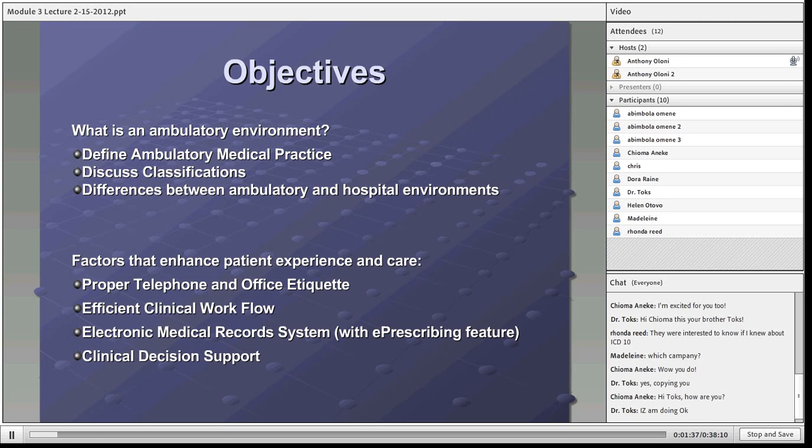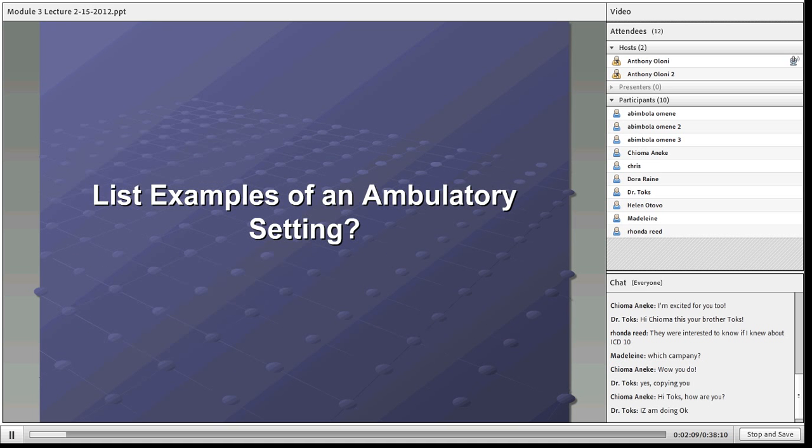Now, factors that enhance patient experience and care, which we're also going to discuss, include proper telephone and office etiquette, efficient clinical workflow, and electronic medical record system. We're briefly also going to discuss a particular feature of the electronic medical record system, which is the e-prescribing feature. Now, finally, we will go on to discuss the clinical decision support and what that entails.